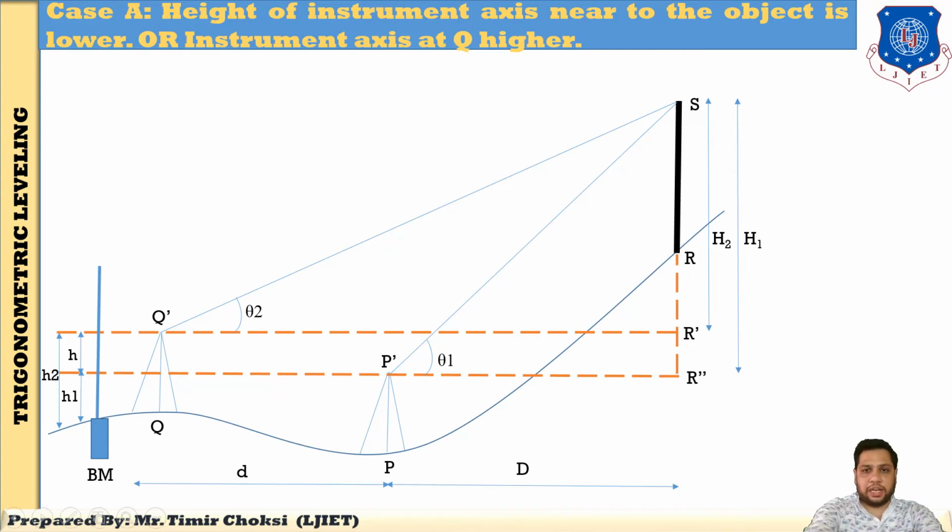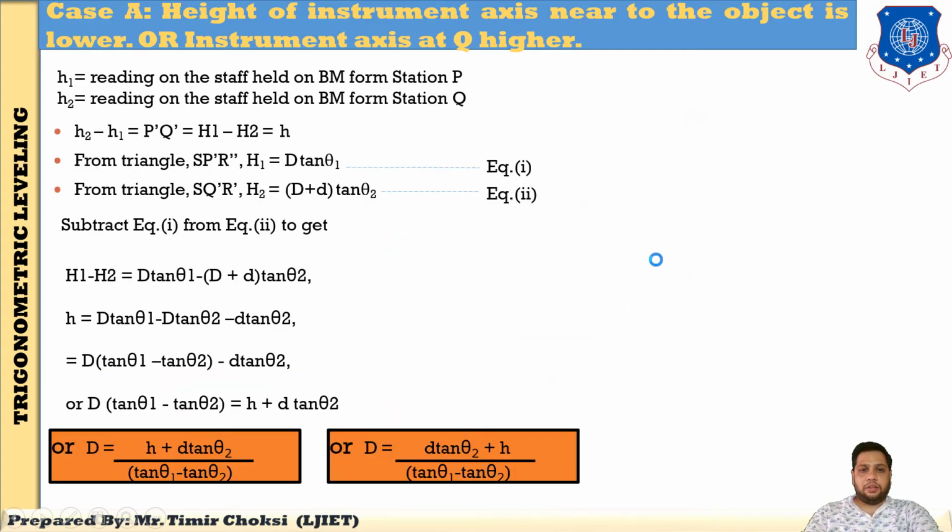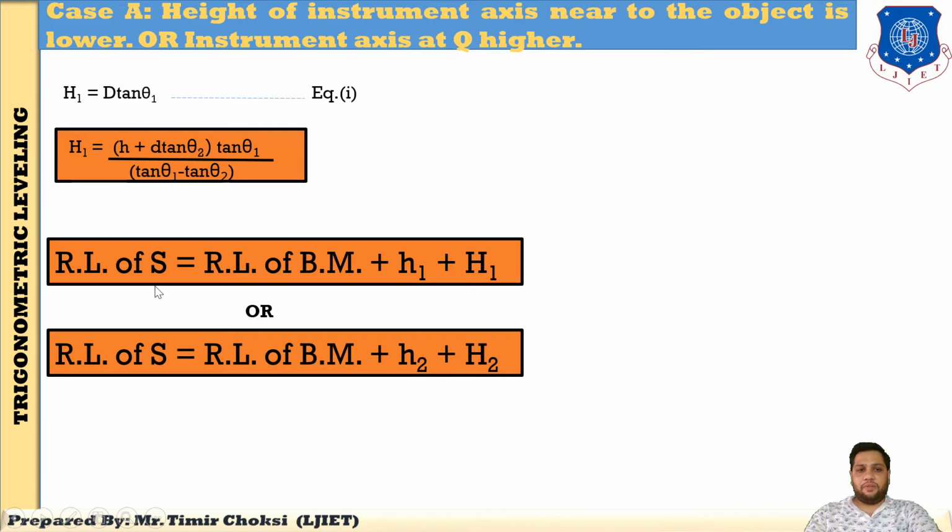So both equations are right. You write RL of S equals RL of benchmark plus small h1 plus capital H1, as well as RL of S equals RL of benchmark plus small h2 plus capital H2. You remember only one equation because you find only capital H1. So you remember particularly only one equation.